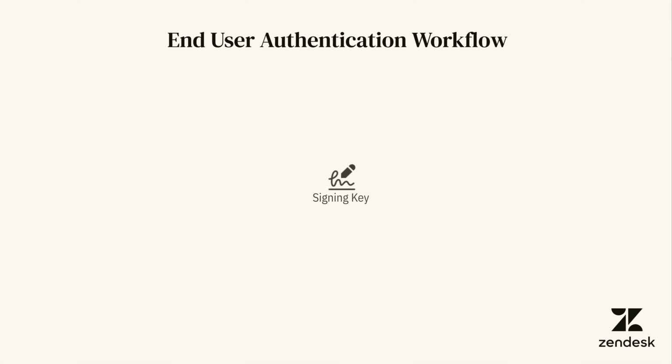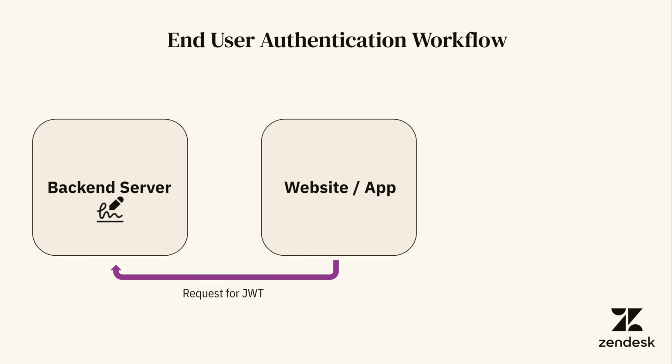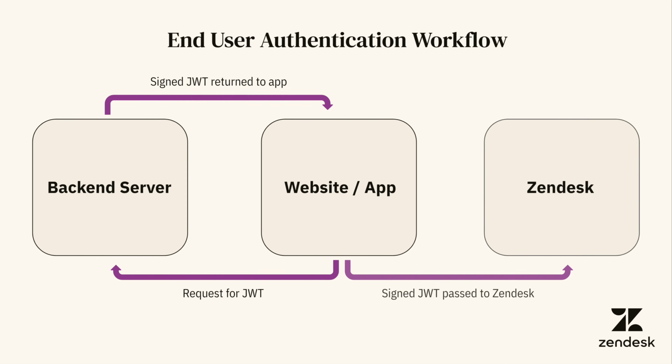The first thing you'll need is a signing key, which can be generated by a Zendesk administrator in Admin Center. The signing key is a type of credential which consists of a key ID and a shared secret. Next, a backend service should be implemented which generates a JWT when a request is made from your client-side website or app. Here, we'll digitally sign the JWT with our signing key. Finally, the signed JWT is returned to your app, at which point you will use the Zendesk SDK to verify the identity of the user.